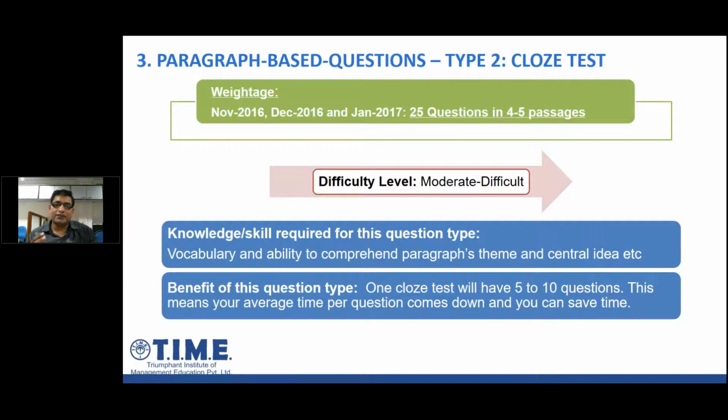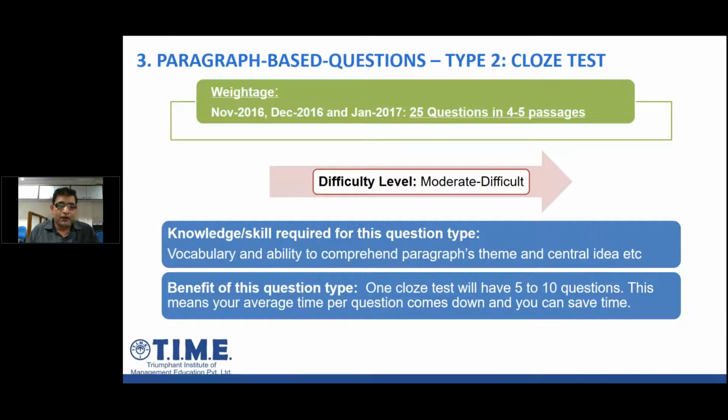The students who understand the central idea, the theme, the tone, and the context of the paragraph are better able to answer this question than those students who are just good at vocabulary. Please remember this. Okay, this question requires you to read the whole paragraph and understand it before starting the answer. That's why it is difficult. Otherwise, you see, it's just a vocab question.